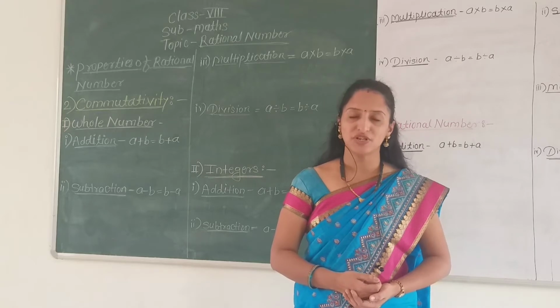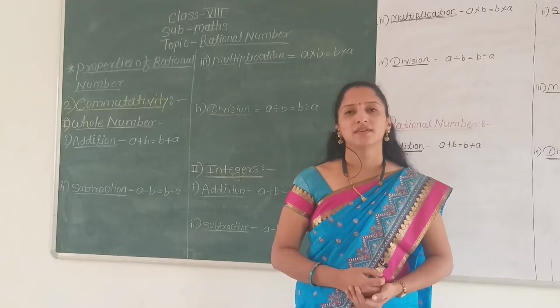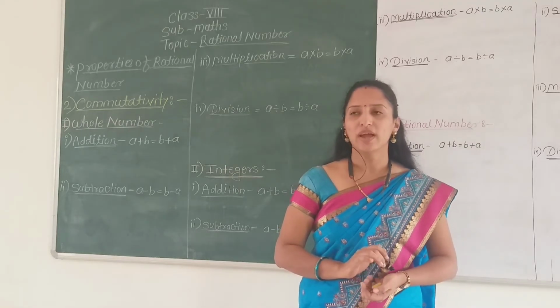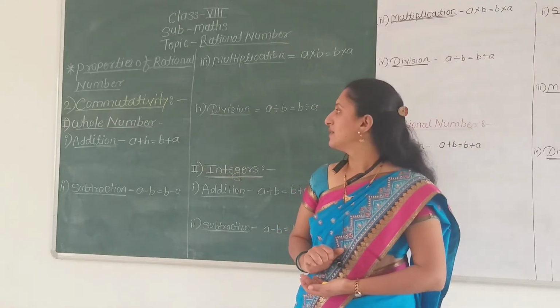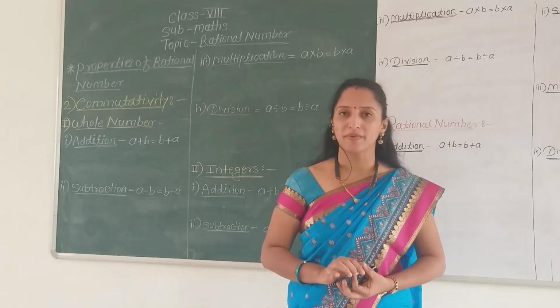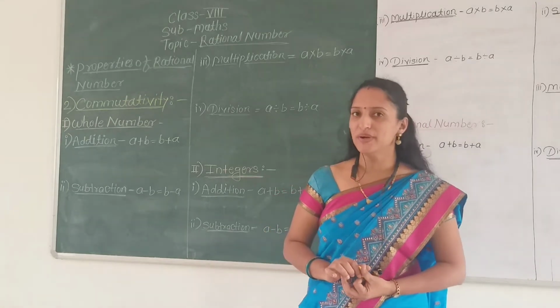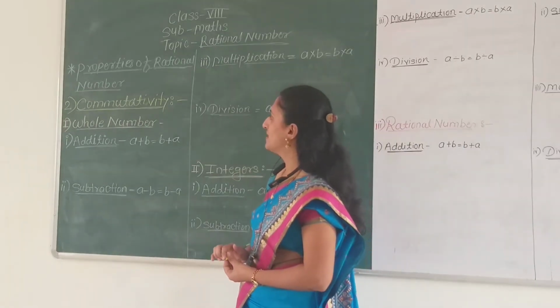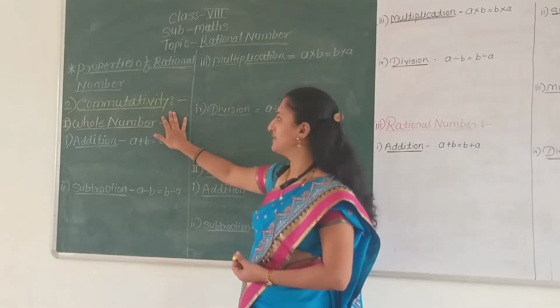In our last session, we have seen properties of rational numbers. In that, we have completed the first property of rational numbers, which is closure property. Now in today's session, we discuss another property of rational numbers, which is commutativity.